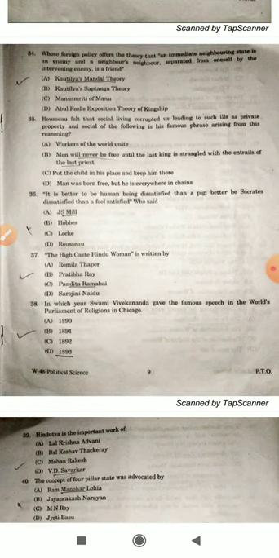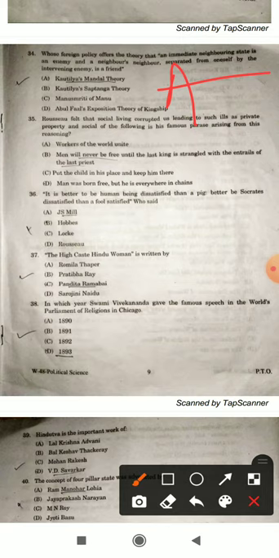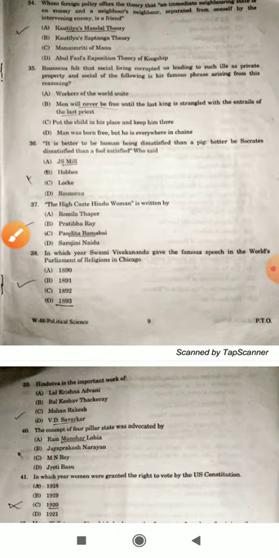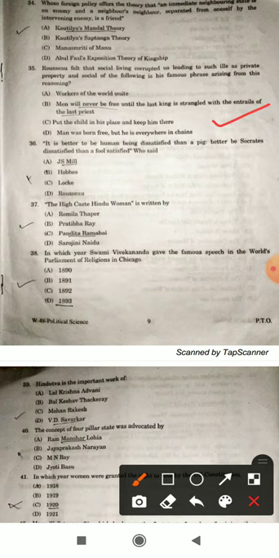Question number 34. Whose foreign policy offers the theory that an immediate neighboring state is an enemy and a neighbor's neighbor, separated from oneself by the intervening enemy, is a friend? Answer is A, Kautilya's Mandala theory. Question number 35. Rousseau felt that social living corrupted us, leading to such ills as private property and so on. Which of the following is his famous phrase arising from these reasonings? Answer is D. Man was born free but he is everywhere in chains. Answer is D.